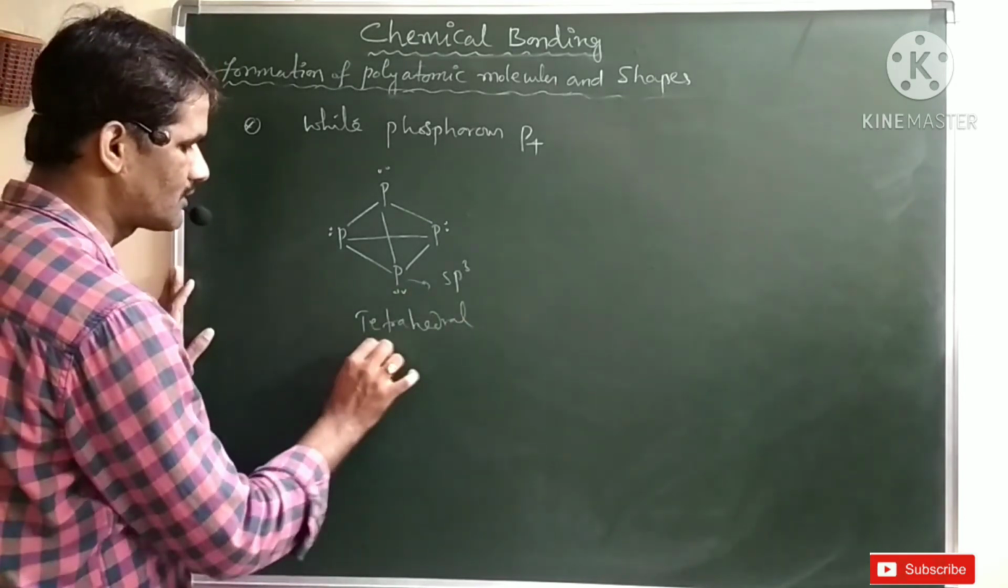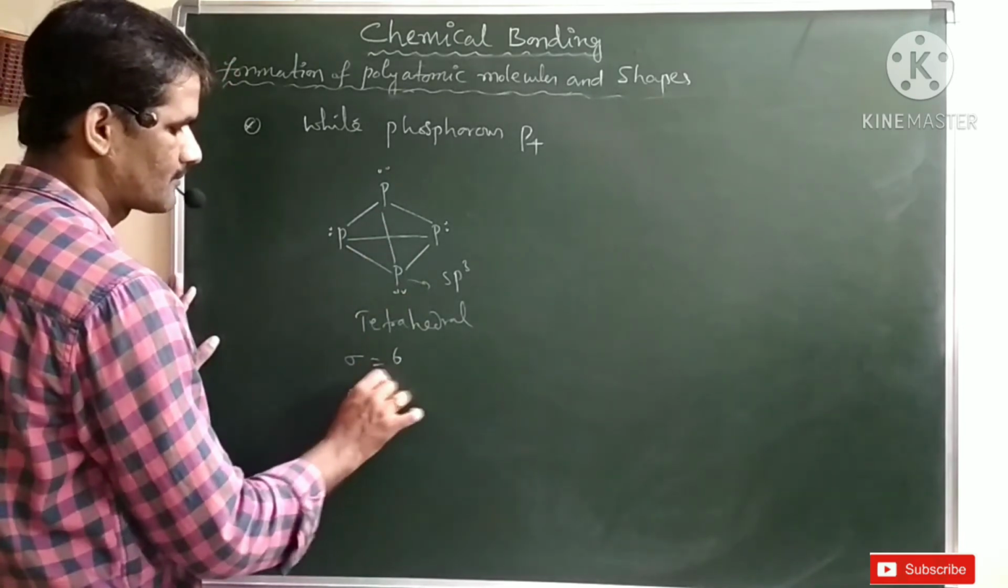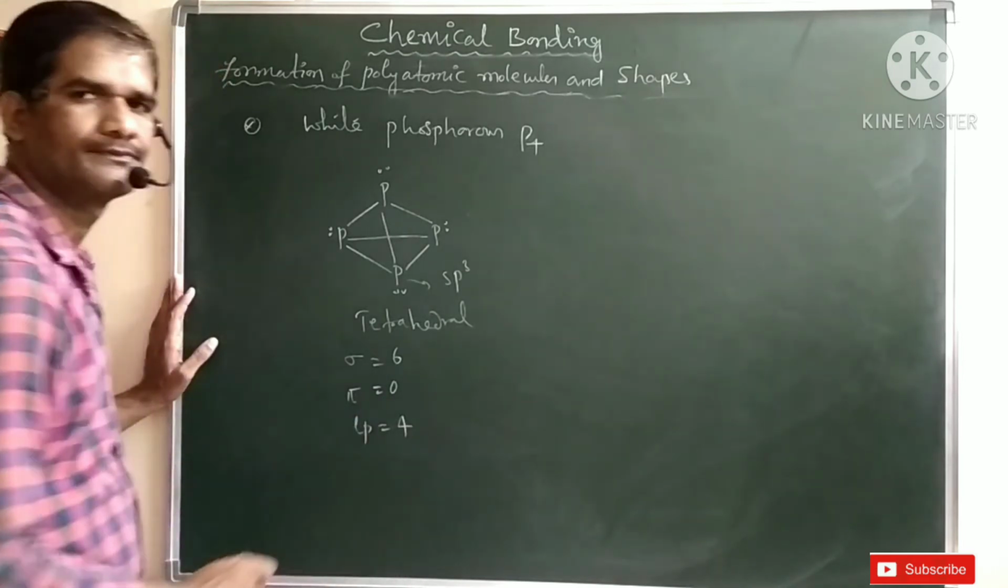The total number of sigma bonds here is 6, pi bonds is 0, and the lone pairs here are 4 lone pairs.